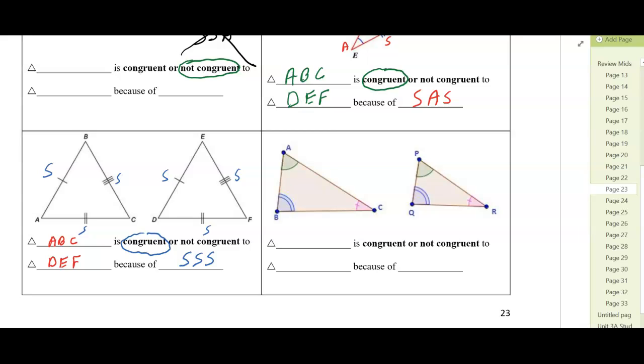And then the last question here, we have this angle marked, and that angle marked. And we learned that angle, angle, angle is not one of our ways to justify congruent triangles, even though sometimes in the pictures they look congruent. Angle, angle, angle does not work, so I'm going to circle not congruent, and I won't fill out the rest. So hopefully you found this video helpful for pages 21 to 23.